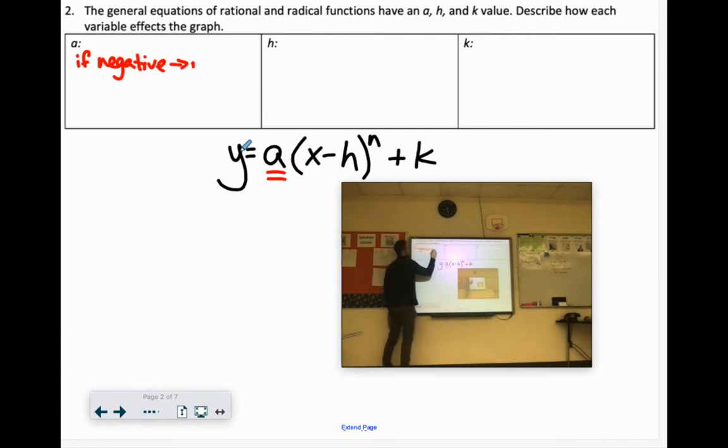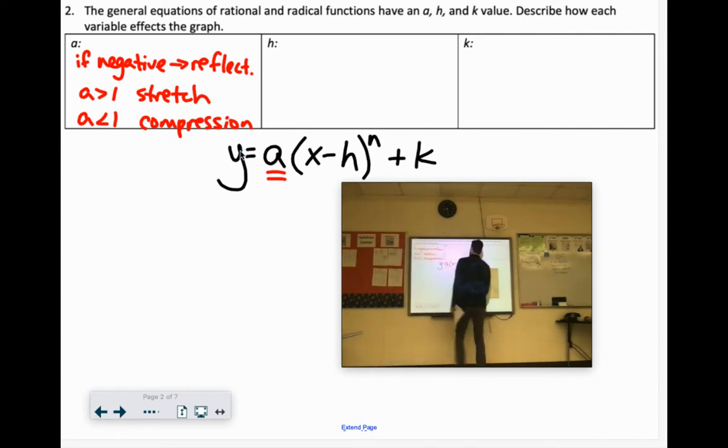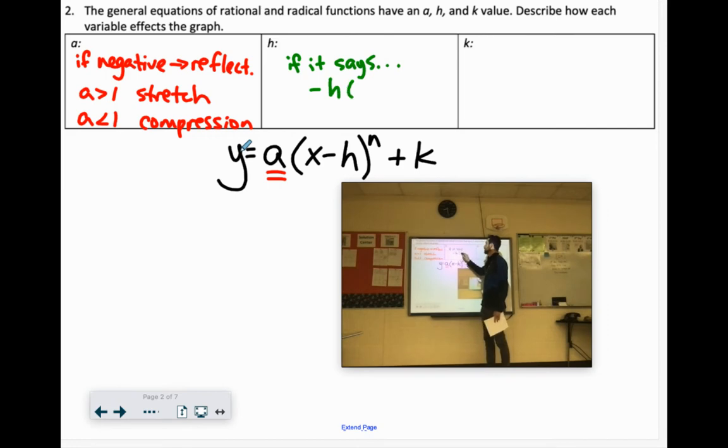and if a is greater than 1, that would show you a stretch. And if a is less than 1, that would be a compression. So that's what that number in front can indicate for you. The h grouped in with the x would give you a right or left shift. So if it says minus h, you shift right.